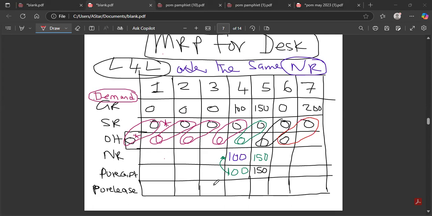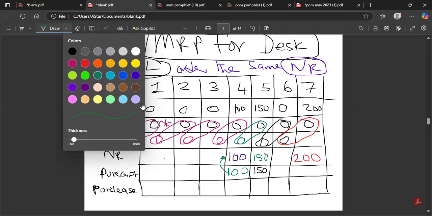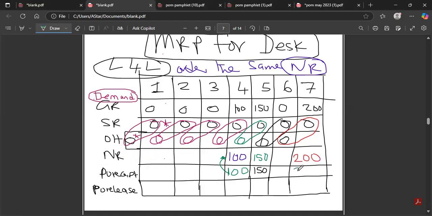We'll have a net requirement of 200. Yes, you just have the confidence. You're going to have net requirements of 200. And what do you do? You order the same 200 so that you clear that problem, you sort out that problem, and remain with 0 and 0. Is it clear so far up to here?